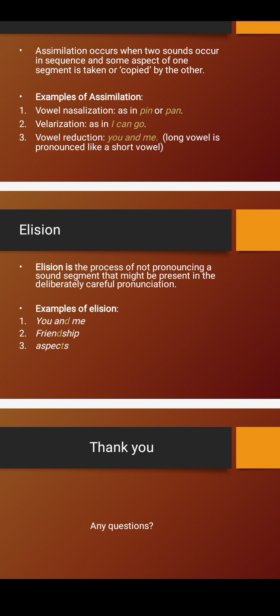We use this feature of elision a lot, and we omit so many sounds while we are speaking rapidly. Friendship is another example. Aspects, you can see it also here.